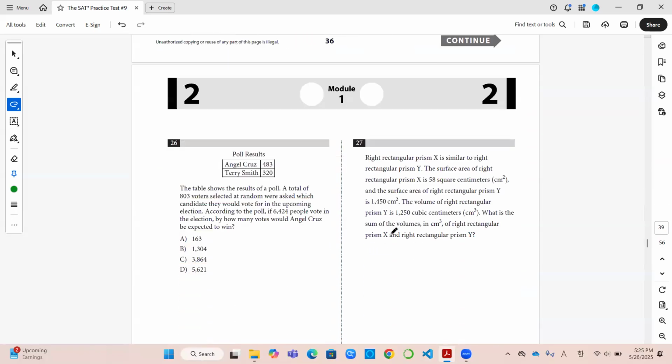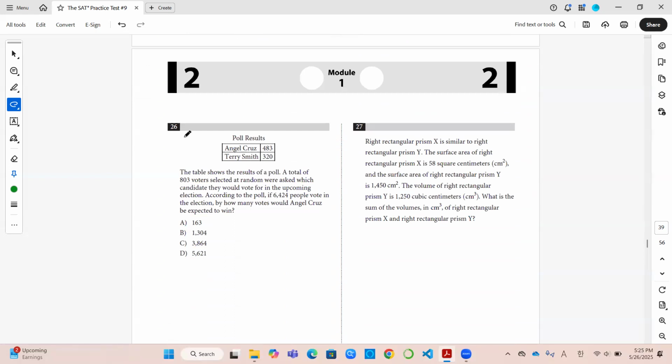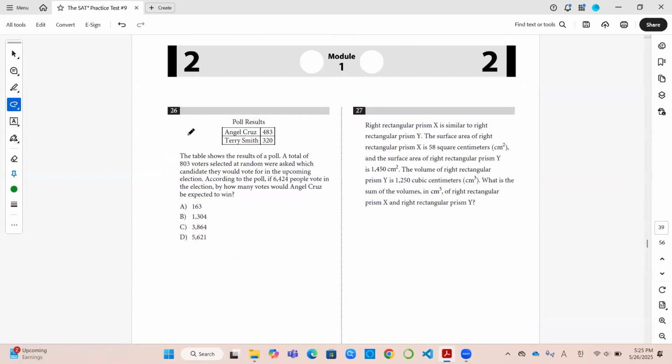Okay, question number 26. Another confusing question here. The table shows the results of a poll. A total of 803 voters selected at random were asked which candidate they would vote for in the upcoming election. According to the poll, if 6,424 people vote in the election, by how many votes would Angela Cruz be expected to win?